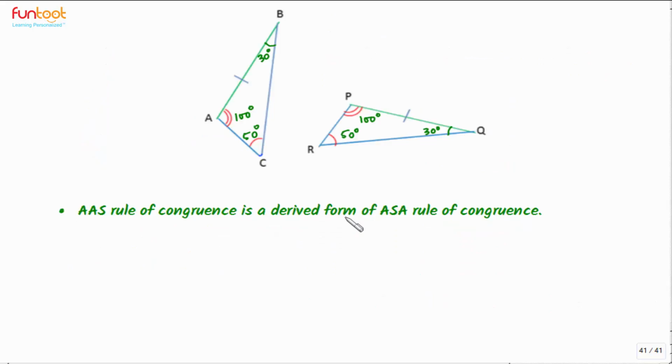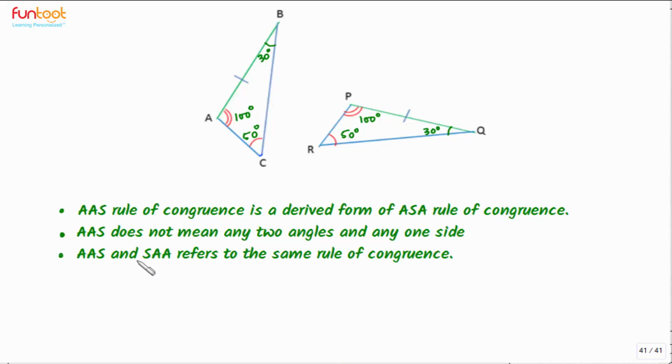Let's summarize what we have learnt here. AAS rule of congruence is a derived form of ASA rule of congruence. We need to be careful while using AAS rule of congruence. AAS does not mean any two angles and any one side. We must establish correspondence between the relevant parts and show that they are equal. Also, AAS and SAA refer to the same rule of congruence.